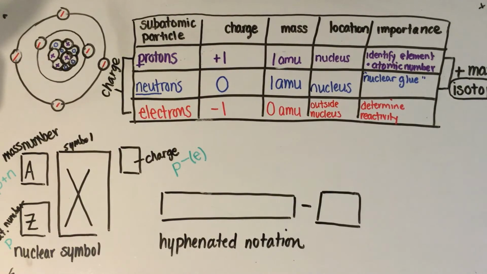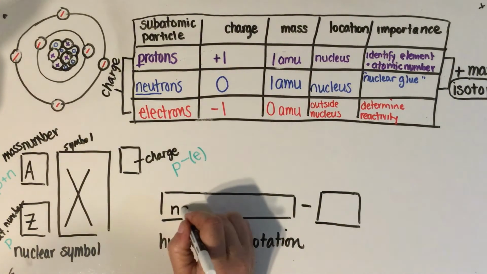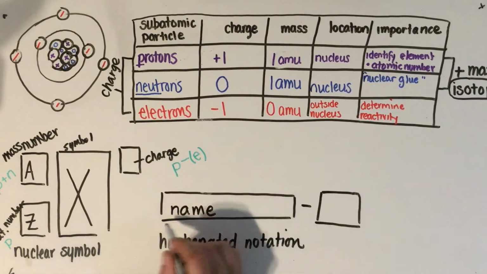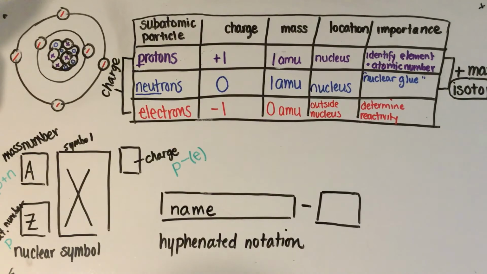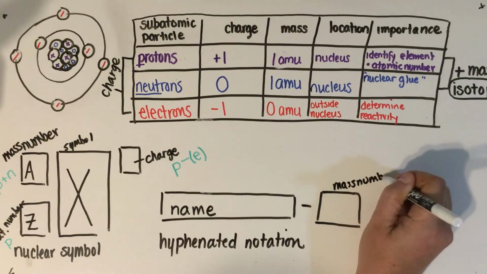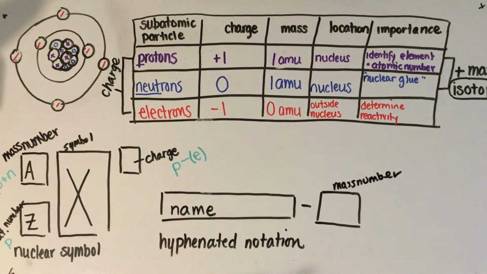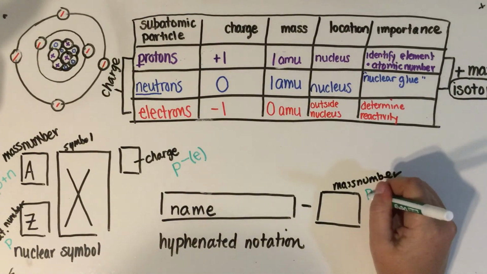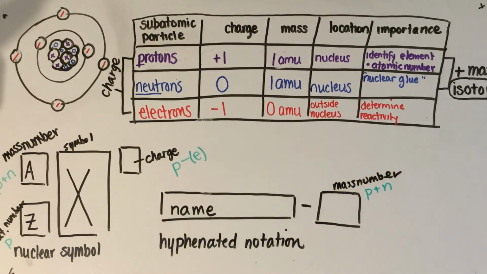We can also look at things called hyphenated notations. Hyphenated notation is actually the entire element's name, written out, so we wouldn't just use the symbol. If we had aluminum, we would write aluminum. We have a dash mark, or a hyphen, and then here is where we write our mass number. And remember, mass number is our protons plus our neutrons.